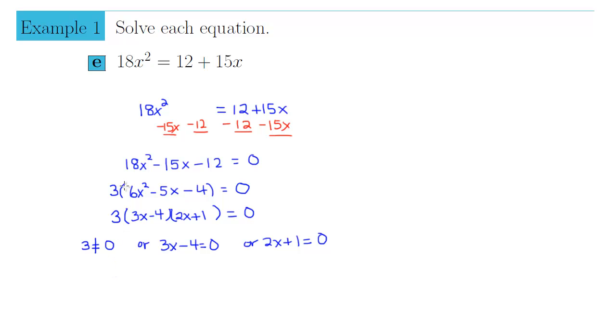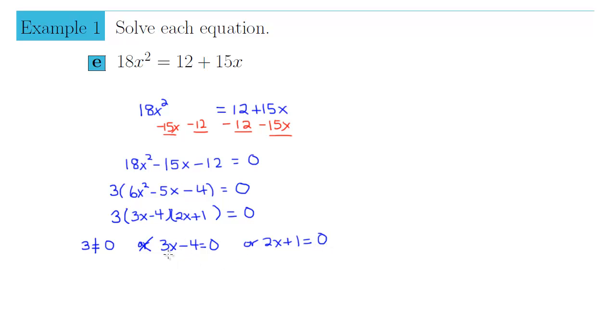In fact, some people choose to simply divide both sides of our equation by 3 and get rid of it and not even worry about it. You can divide both sides by 3 and get rid of it, or you can simply know that 3 never equals 0, so we'll just disregard that factor. So instead, we'll focus on the other two factors. 3x minus 4 equals 0 and 2x plus 1 equals 0.